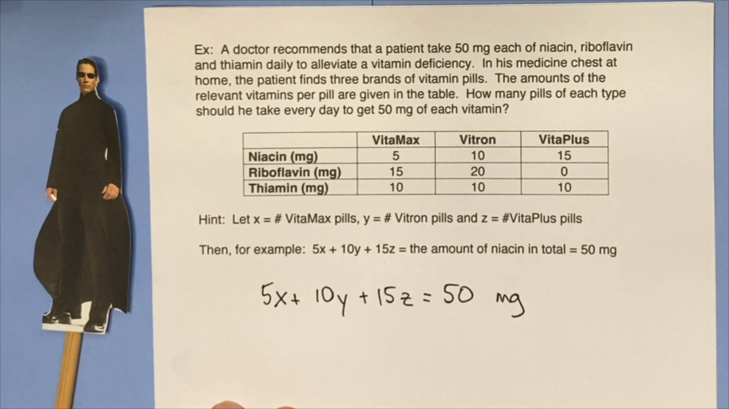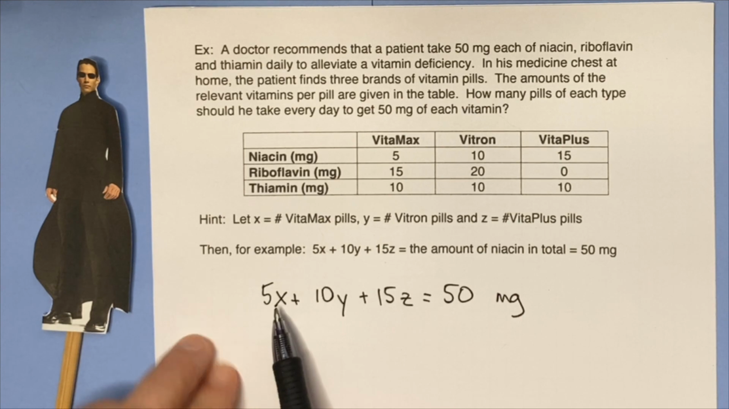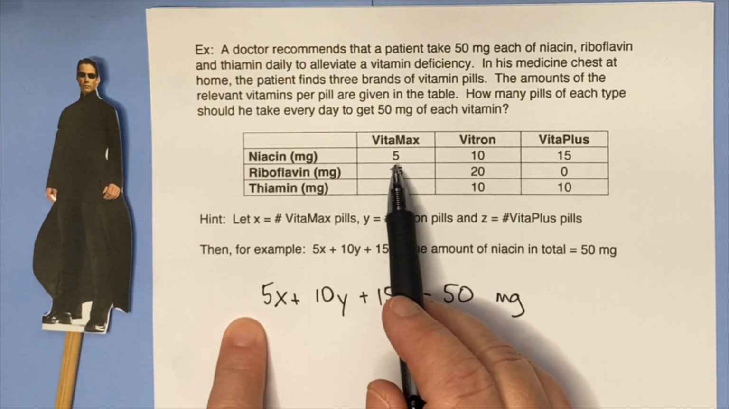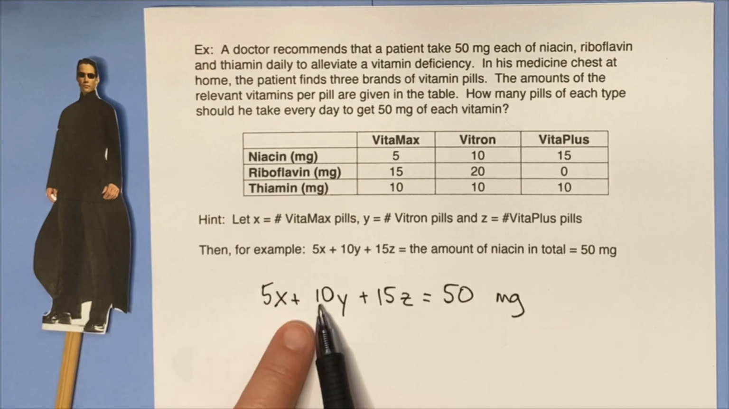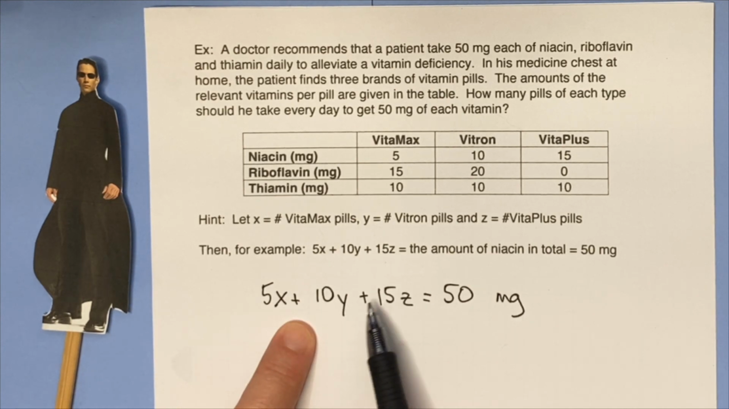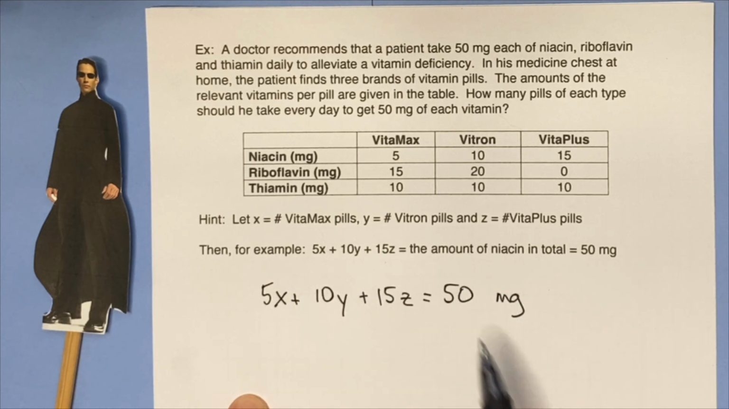Now, those of you who've taken chemistry know that there's another way to approach this. You double check. Since these are milligrams, we're taking milligrams times the number of pills plus milligrams times the number of pills plus milligrams times the number of pills, which will give us milligrams. So we are counting the same things. You can use a little unit algebra there to double check.